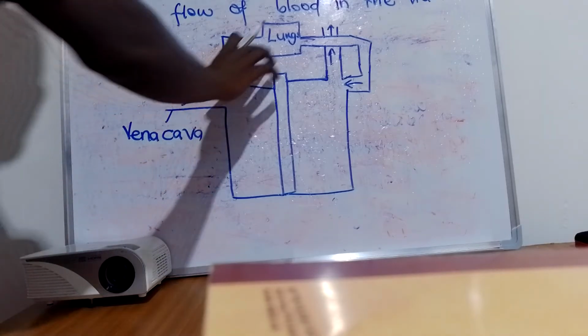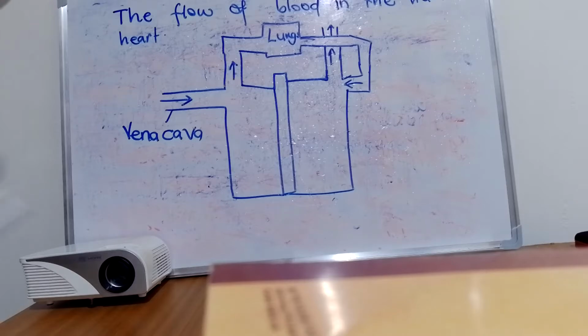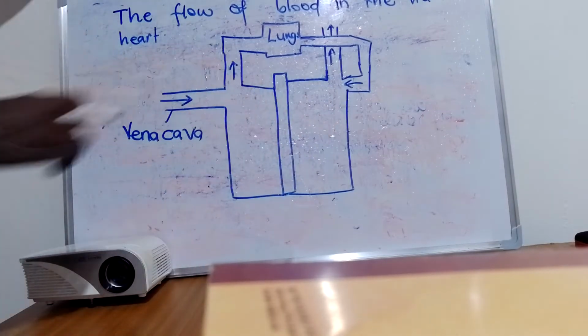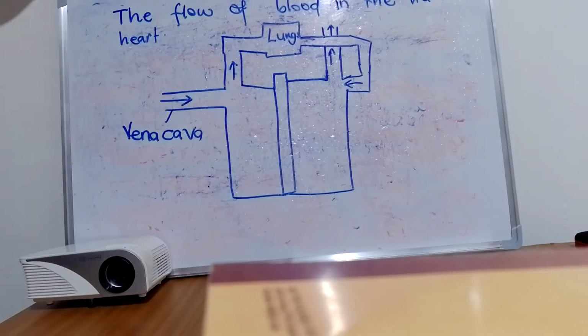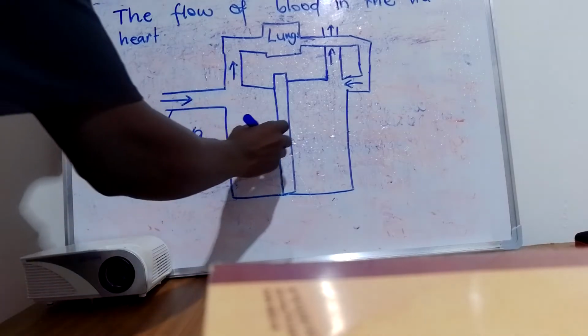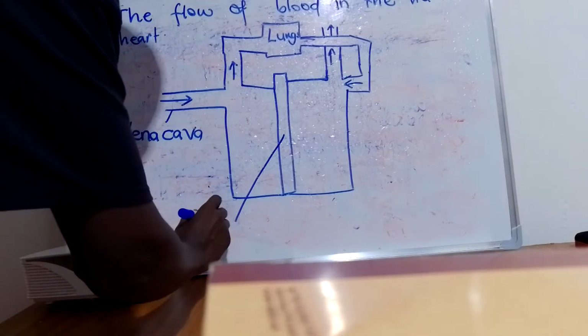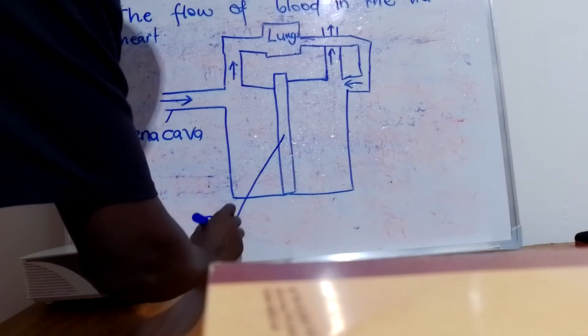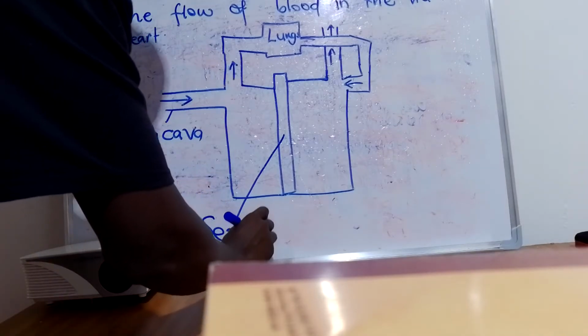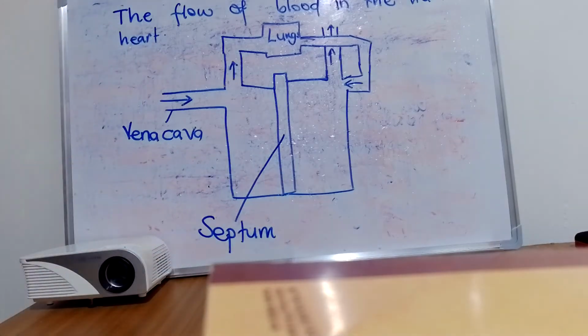So this is our heart. Simple structure of the heart. The two sections of the heart are separated by a muscle we call septum. Good.